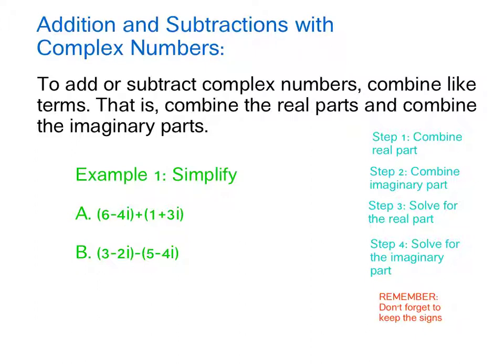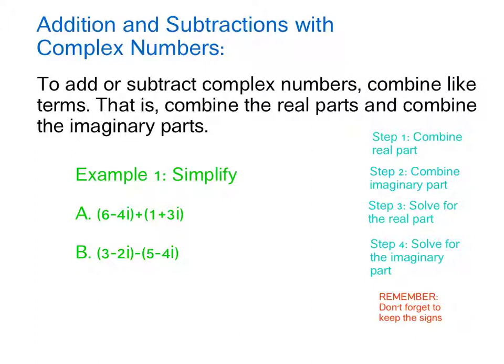It says to simplify. To solve addition and subtraction with complex numbers, we have to follow these steps. Step 1 is to combine the real part. Then, step 2 is combine the imaginary part. Step 3, solve the real part. Then step 4, solve the imaginary part. So how about we start with A?